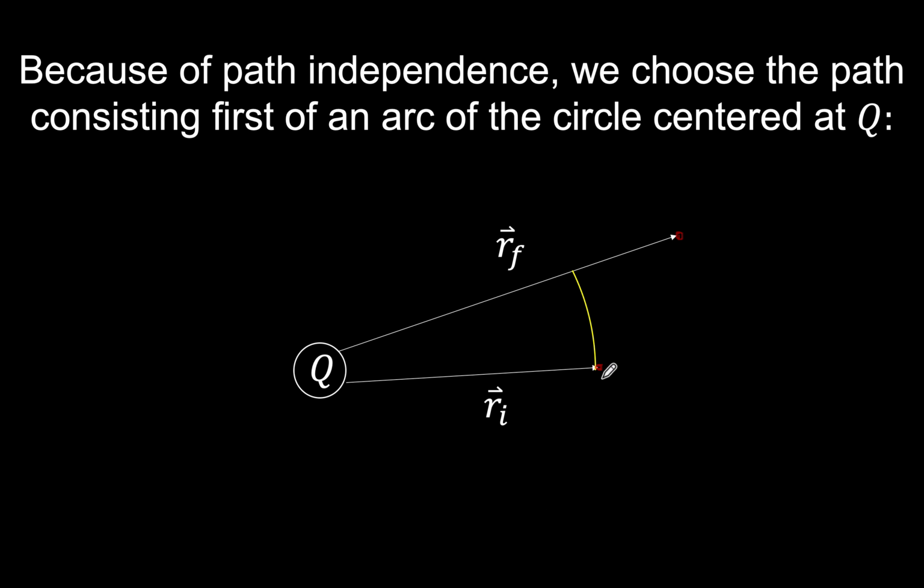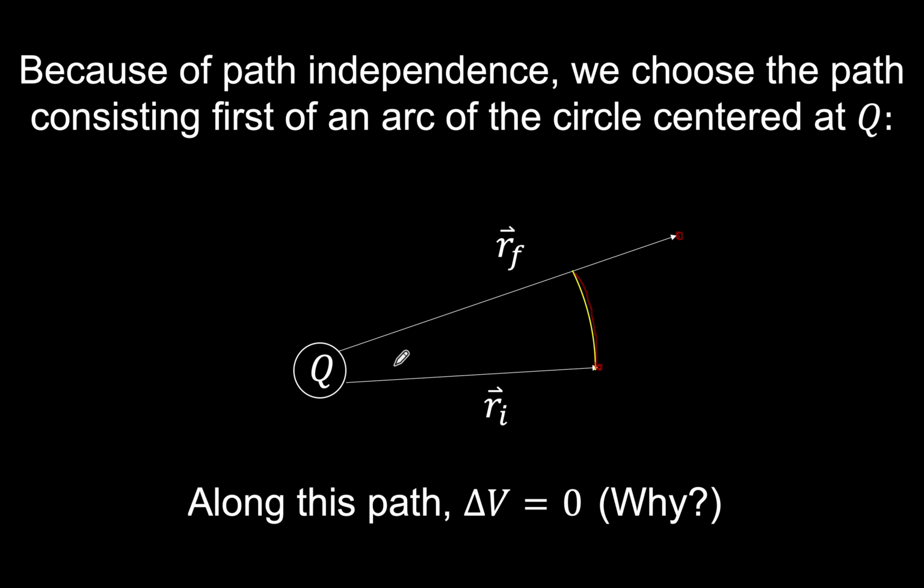So we're going to break up the path into two bits. The first one, we're going to follow this circular arc here from the initial position along that circular arc with radius ri until we get to the rf vector. And the reason we're going to do that is because along this path, the potential difference is equal to zero. And I'll ask you to think just for a minute about why that would be true.